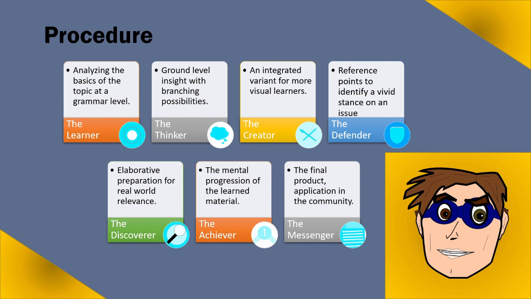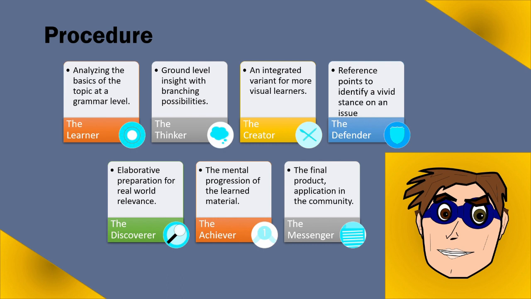The learner is analyzing the basics of the topic at a grammar level. Then thinking is the ground level insight with branching possibilities. An integrated variant for more visual learners is the creator, which will be kind of interactive. You want to follow along. Then there are reference points to identify a vivid stance on an issue. The defender, that's more robust in the topic and might tap into the emotional side a little bit more.